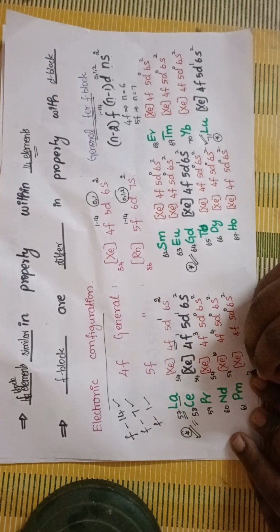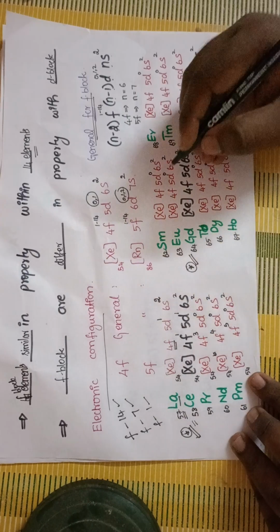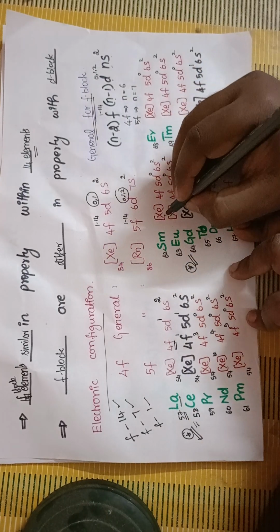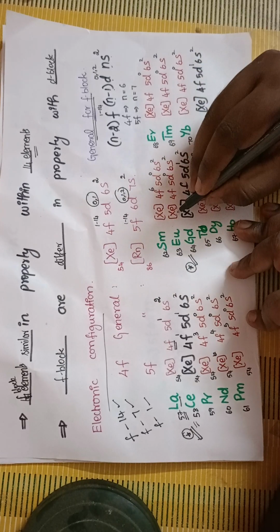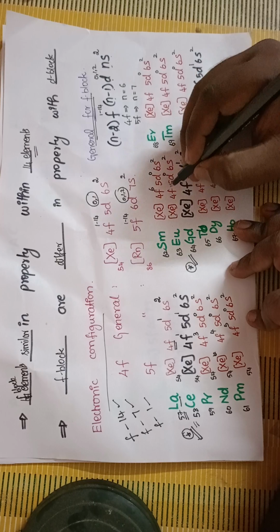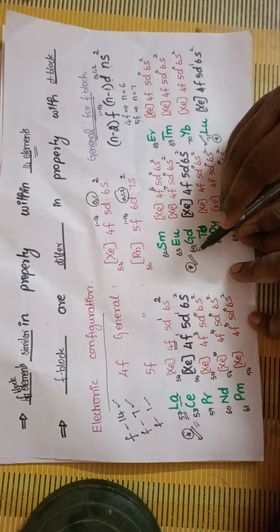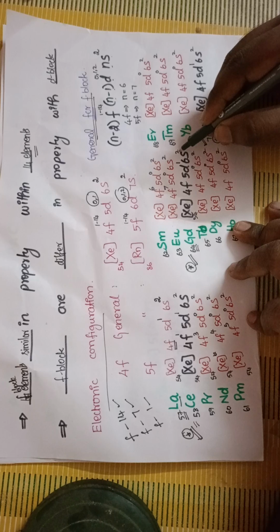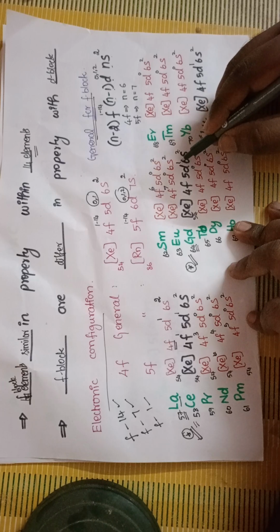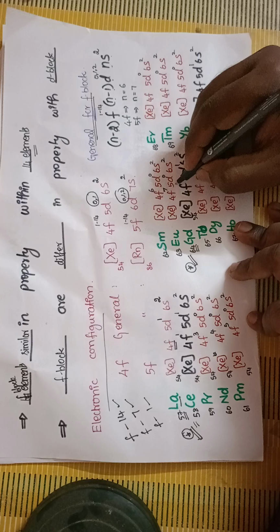Promethium: 54, here 2, 56, remaining 5. Here 62: 54, 56, remaining 6. Europium: 54, 56, remaining 7. Gadolinium 64: up to xenon 54, here 2, 56, here 1. How many electrons? 54, 56, 57. Remaining from 64, the remaining 7 electrons will go to 4f.